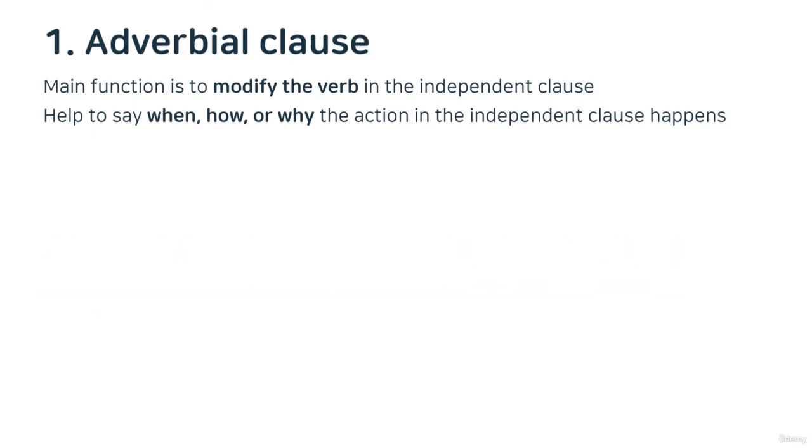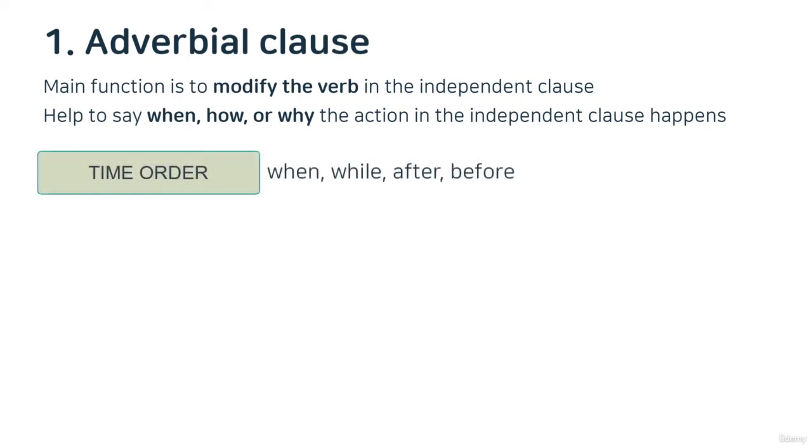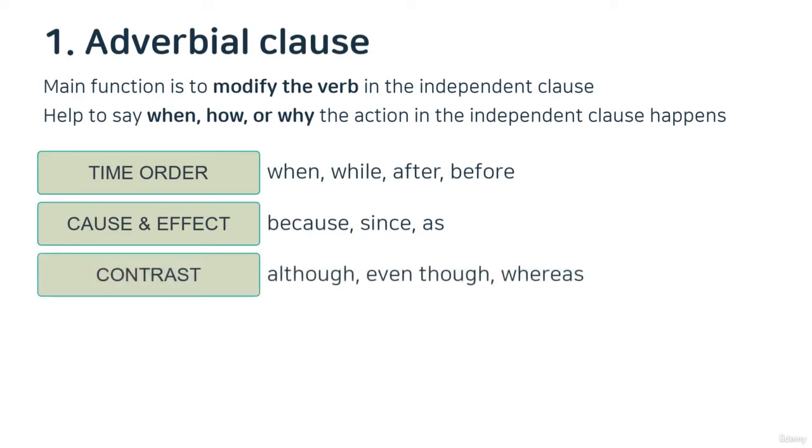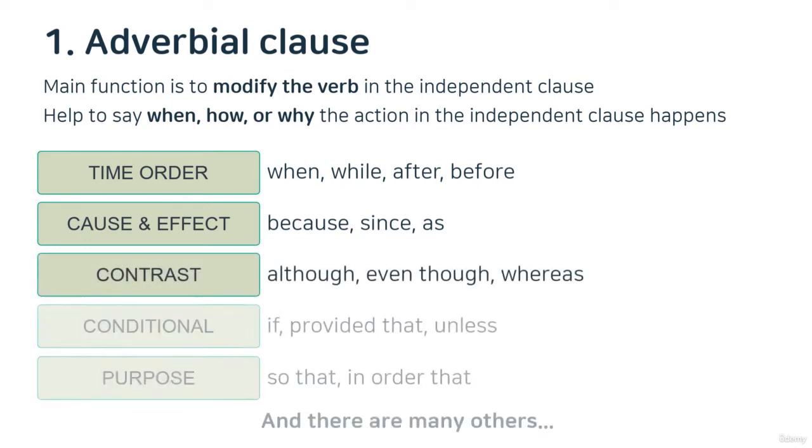Now, unlike coordinating conjunctions, there are many more subordinating conjunctions. And these subordinating conjunctions help to form many different kinds of relationships. Some help to form time-order relationships. Some help to form cause and effect relationships. Some help to form contrast relationships, and so on.